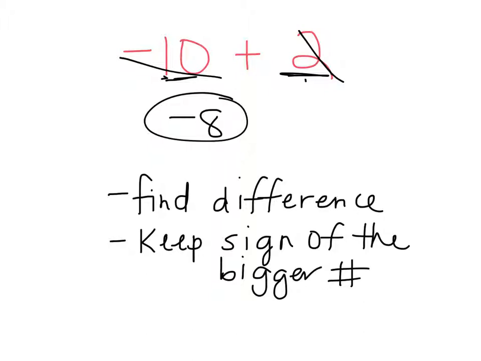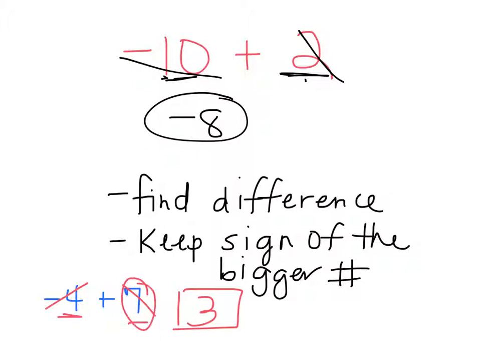Let's think about one more. What if I gave you -4 plus 7? I'm thinking about canceling out. 4 of these negatives are going to cancel 4 of those. If I take 4 of those away, I'm left with just 3 positives. So really all I did was 7 take away 4, that's 3, and I had more positives left, so it was +3.